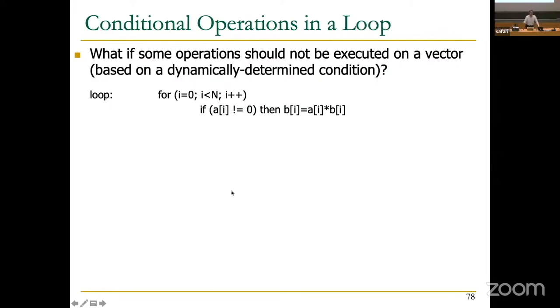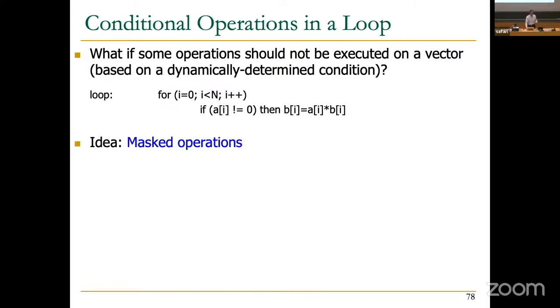We've already talked about this actually, but I just want to give you an example. What if some operations should not be executed on a vector based on a dynamically determined condition? Like this sort of, again, if somebody asks you, is this vectorizable? You will say absolutely yes, because loop iterations are independent of each other. But there's some conditional flow execution. If an element is not 0, then you store the result of this multiplication into the destination B vector, as you can see. If an element is 0 of A[i], then you don't actually do the store.